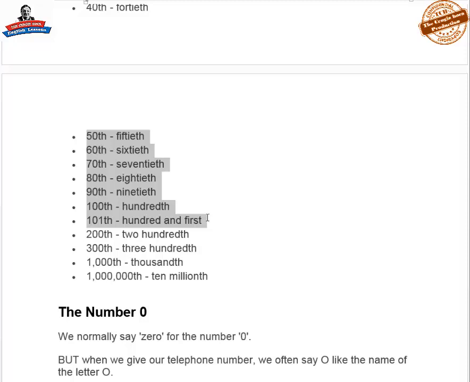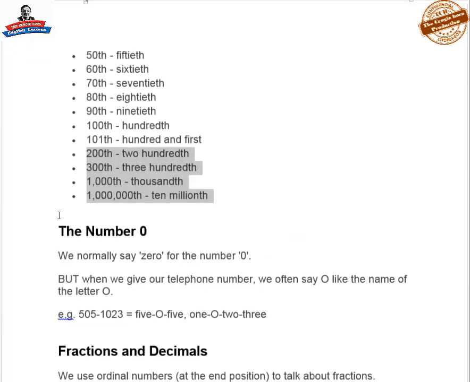101 is not used with th. You write it with st, but you say 101st, 200th, 300th, 1000th, 10 millionth, and so on.